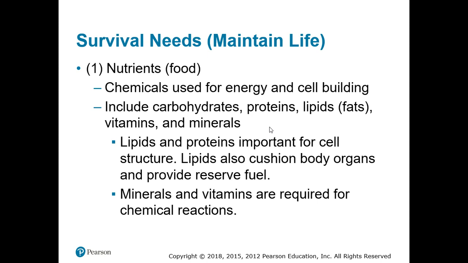Lipids and proteins usually go for cell structure, but lipids are also stored as fat to help cushion your body and act as a source of fuel. Minerals and vitamins, on the other hand, are used for chemical reactions. For example, very important minerals for your skeletal system are going to be calcium and phosphorus.